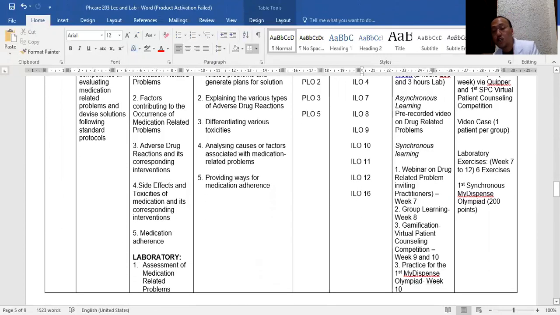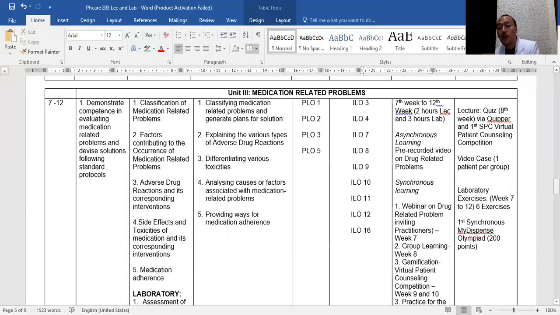So this will be a competition on the first My Dispense Olympiad on week number 10. What will be our assessment for this? We are going to have a lecture on week number 8 via Creeper, and of course the first SPC virtual patient counseling competition will also be held. At the same time, there will be video cases and laboratory exercises given to you. On that week, we will also have our first synchronous My Dispense Olympiad. That will be 200 points.